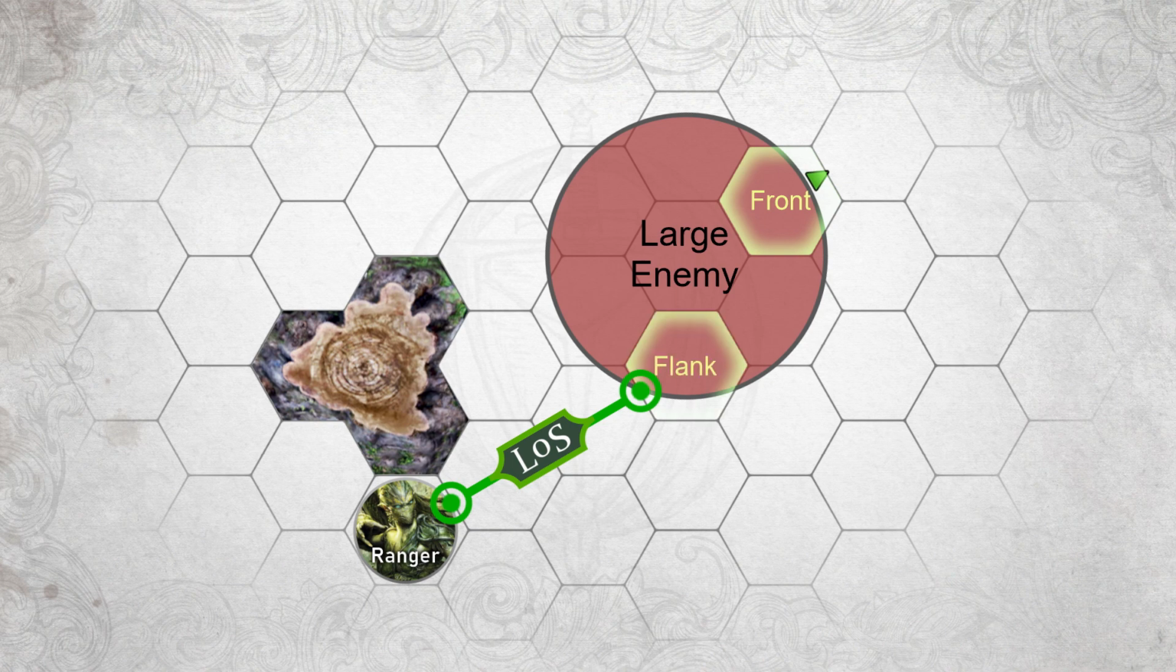That's the end of this video, but you'll find more line of sight examples in the videos about enemy movement, and on page 12 of the Encounter rulebook.